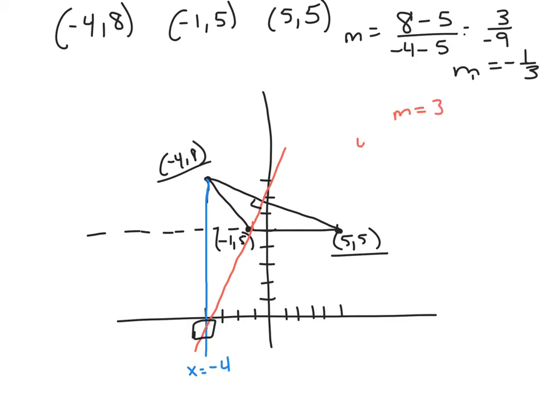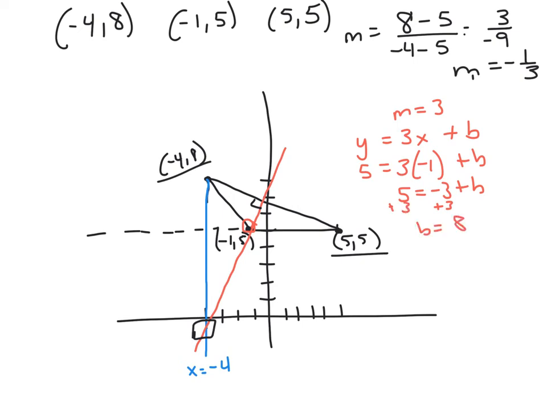So I get y equals 3x plus b as the equation of that line. Well, here's the cool thing: I do know the point negative 1, 5 is on my red line. So I can find the equation of the red line. I'm going to say 5 equals 3 times negative 1 plus b. So I get 5 equals negative 3 plus b. Add 3 to both sides. I get b equals 8. So the equation is y equals 3x plus 8. That is the equation of the red line.